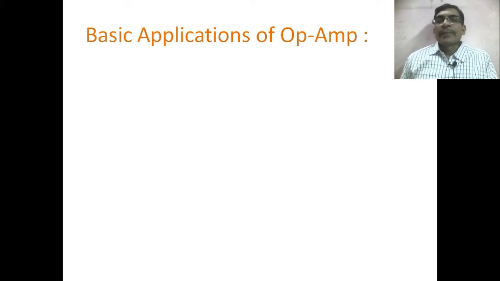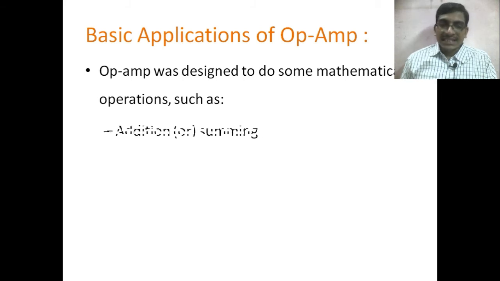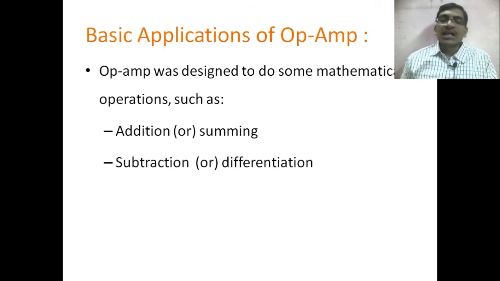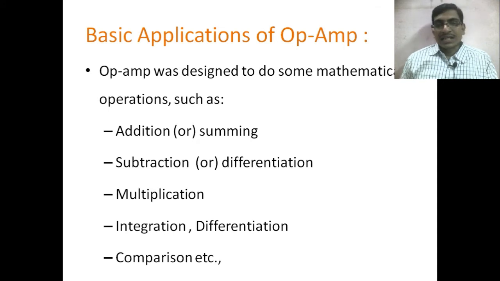So why is it called an operational amplifier? The operational amplifier is so called because it was designed to do some mathematical operations such as addition, subtraction, multiplication, etc. Addition is also called summing, subtraction is also called differentiation, multiplication is also called scaling, and then integration, differentiation and comparison, etc. These are all the applications of our operational amplifier. That is what we are going to discuss in unit number 3.